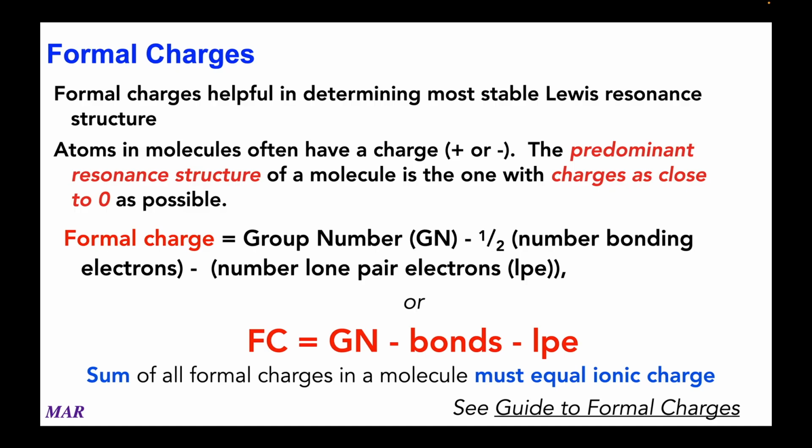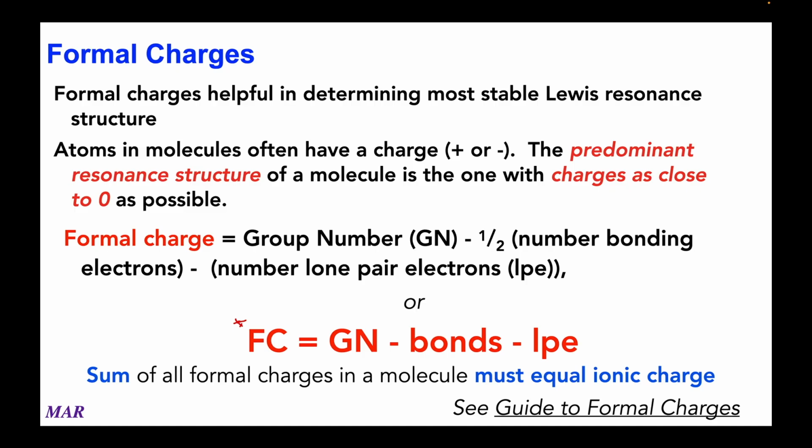So how do you calculate formal charge? Great question. Formal charge, there's different ways to do it, but what I like most of the time is I use the fact that the formal charge on each atom is going to equal the group number of the atom minus the number of bonds minus the number of lone pair electrons.